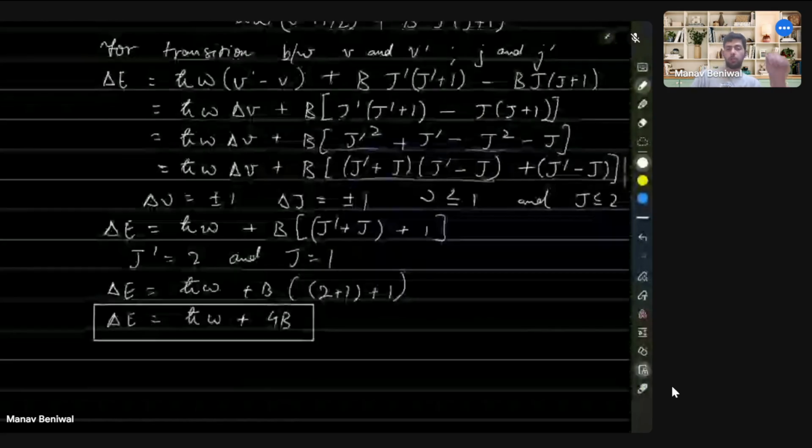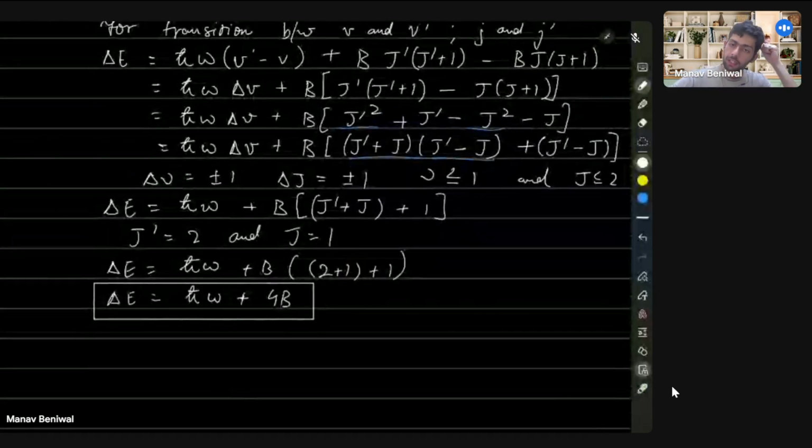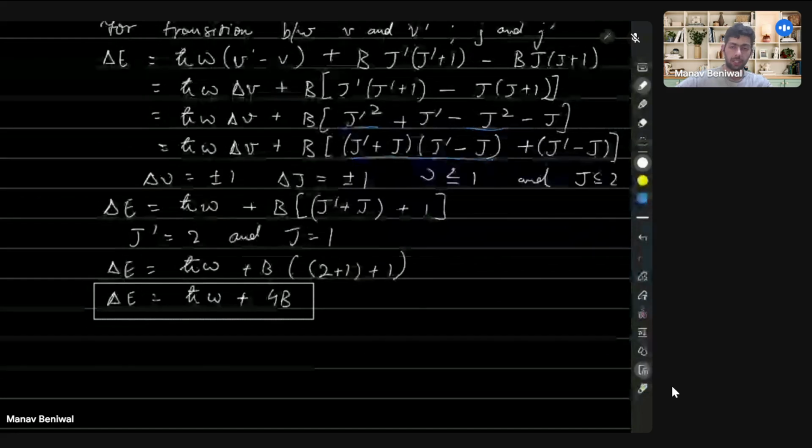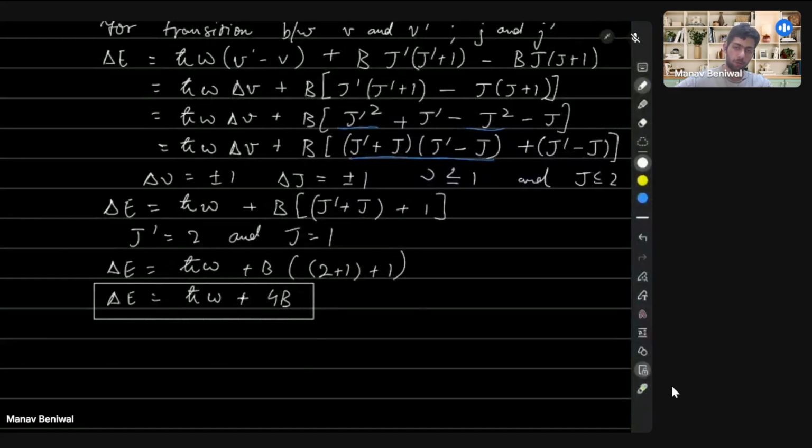So what we could have also done is taken J prime as 1 and J as 2, but then we would have gotten a negative sign, and that would be h cut omega minus 4B, which is not the largest possible energy, right? Here both are positive, h cut omega is positive and 4B is positive. Therefore, this is the largest possible energy. Okay, so that was question 3.